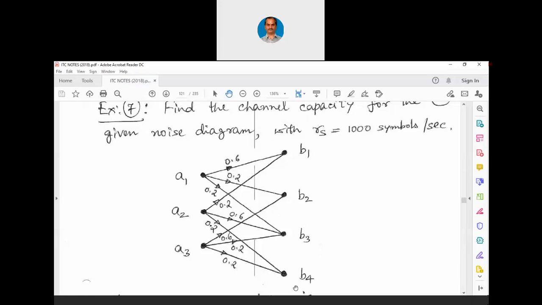The destination knows that B4 is not transmitted from the source. But if B4 is received, then the destination predicts the quality of the channel itself based on this particular special symbol that was defined. Okay, that is the idea here. That is why I am discussing the special channels. To give you one more last example, before I proceed to the next topic later on.